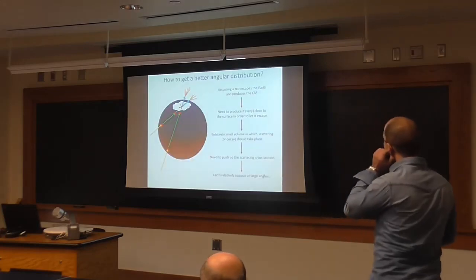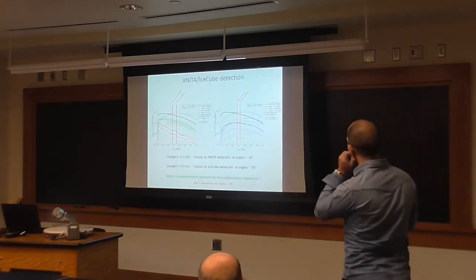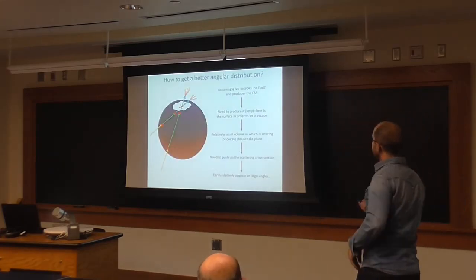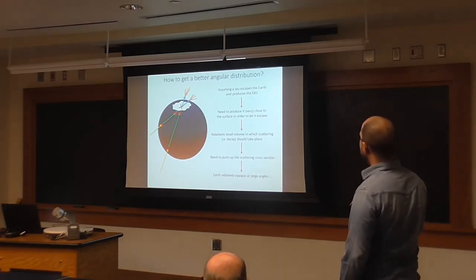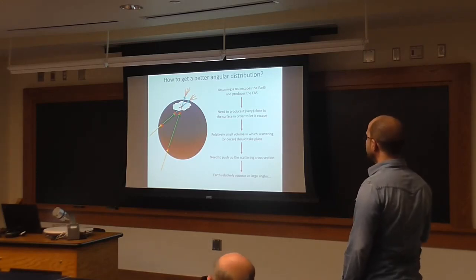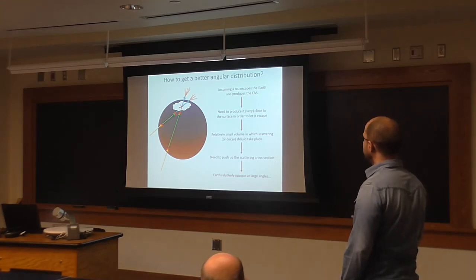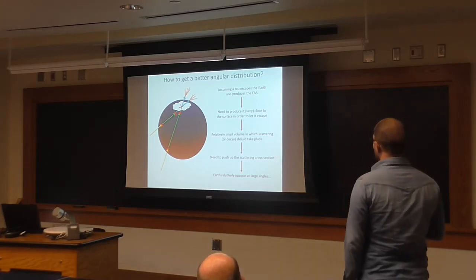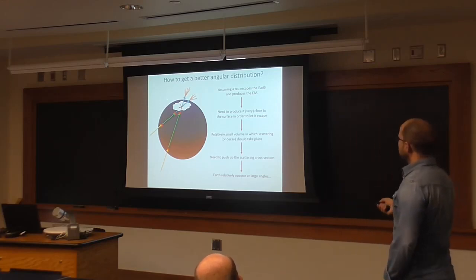Okay, so that's one thing. Now, how can you actually get a better angular distribution? Because this is not very satisfying. So the problem with this model was that if you assume that the signal that you have seen comes from the decay of tau, you know that this tau can have propagated through the Earth significantly. So you know that you need to produce it right under the ice, basically. That means that you have a relatively small volume that you can actually use.